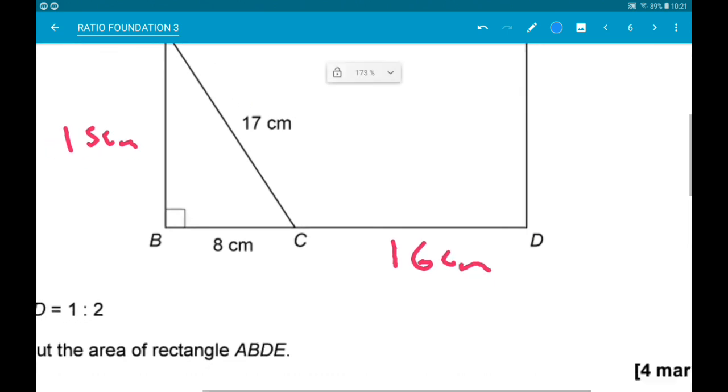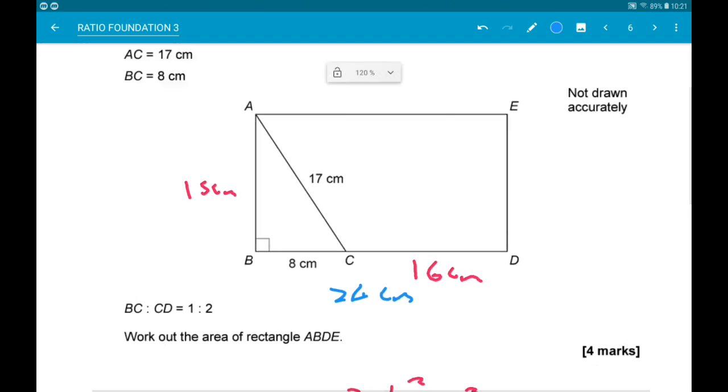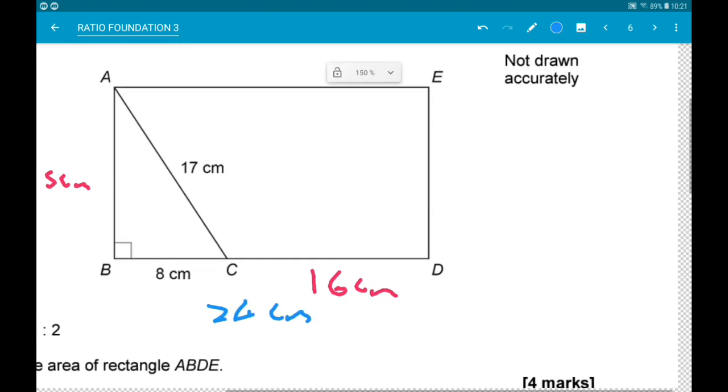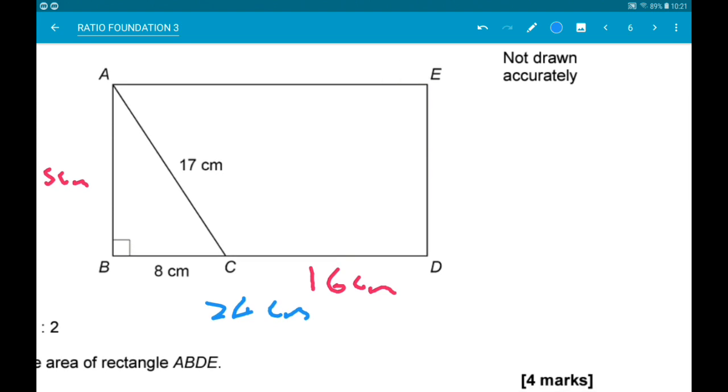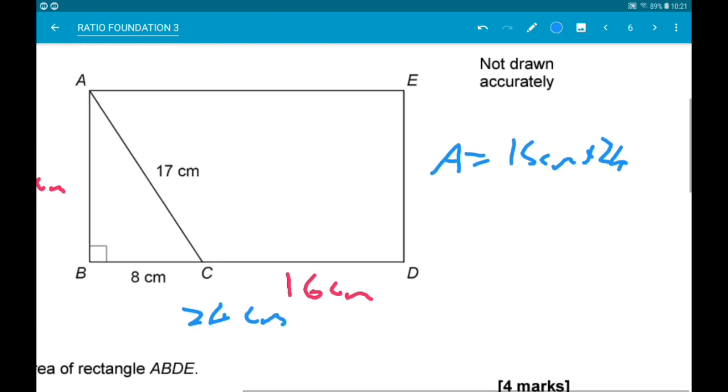So the whole of the base is 24. So the area is just 15 centimetres times 24 centimetres. And now that is going to give us 360 centimetres squared.